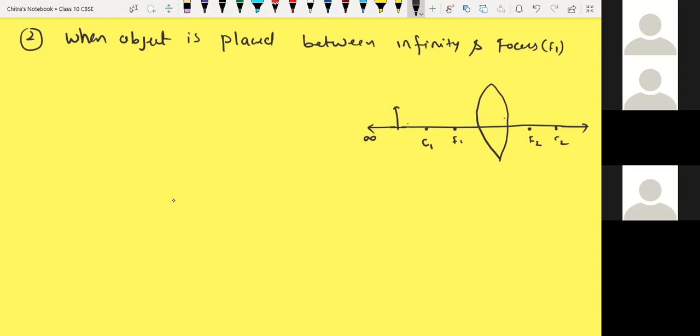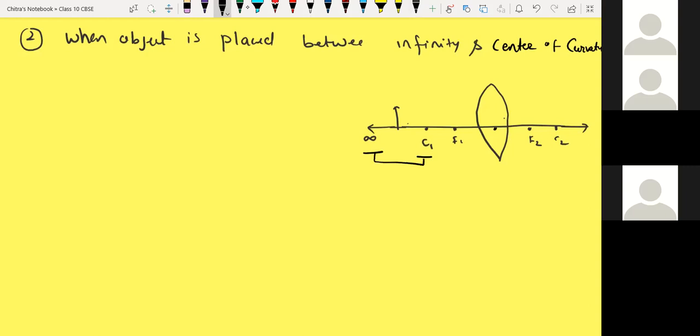So we will write center of curvature here, because you know the distance of the center of curvature is just double the focal length. That's why we sometimes take it as 2F1. So the object is between infinity and the center of curvature.